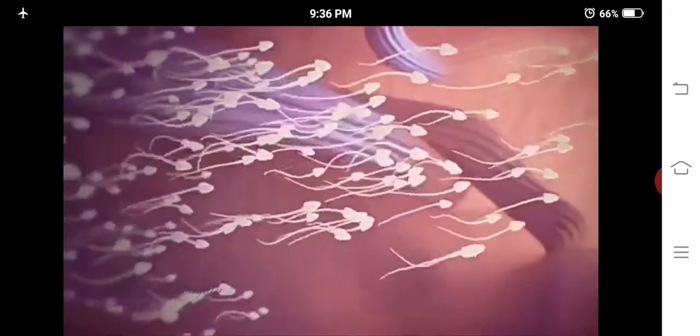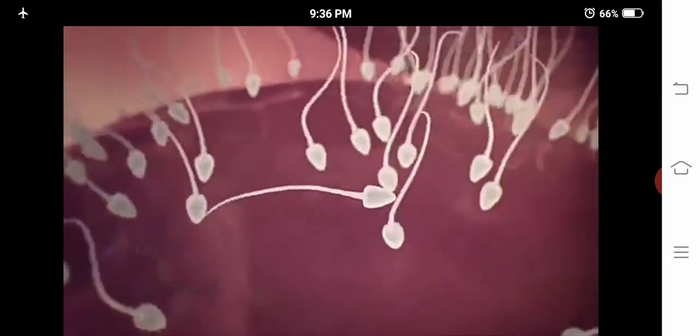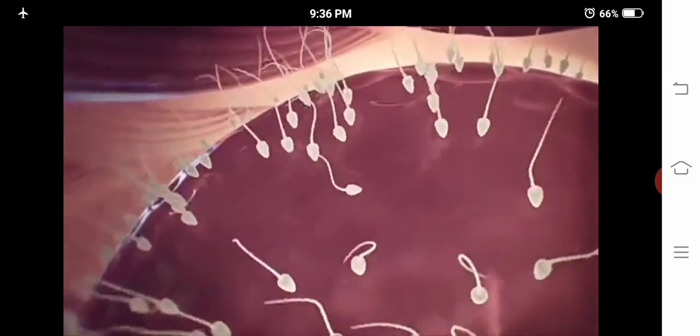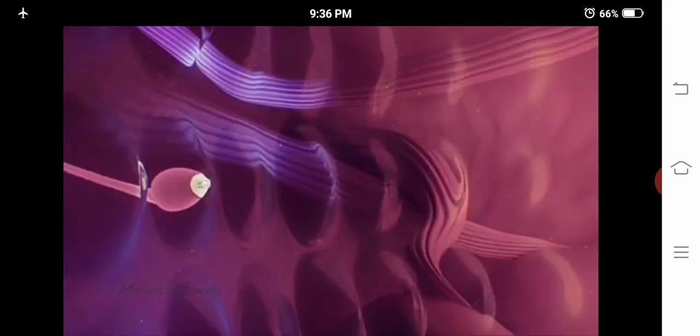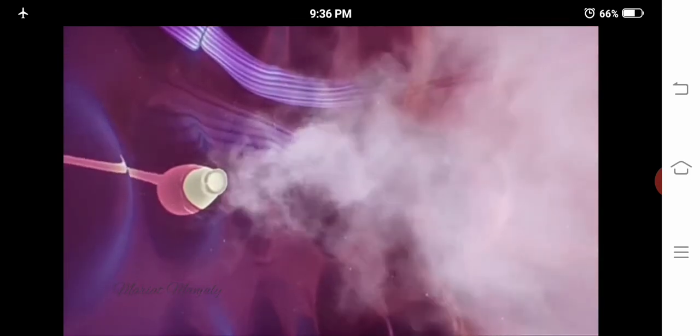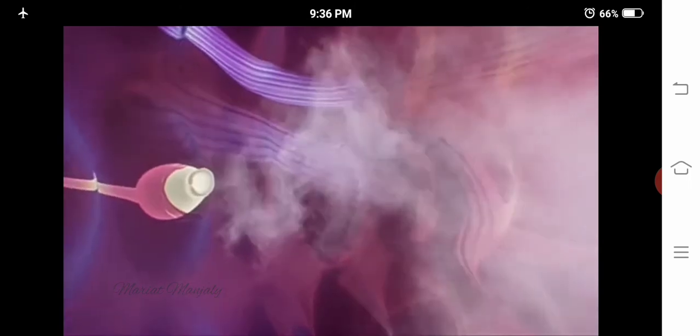Those who make it closer to the end compete fiercely with each other. Together, they attack the egg cell. Their only goal is to be the first one to enter the egg. Only one will make it through, but the others help this mission by slowly dissolving the membrane of the egg. Finally, we have a winner. The winning sperm enters the egg and conception occurs.